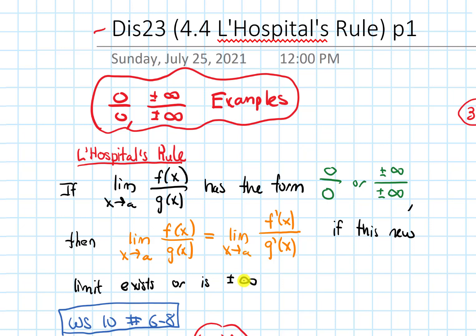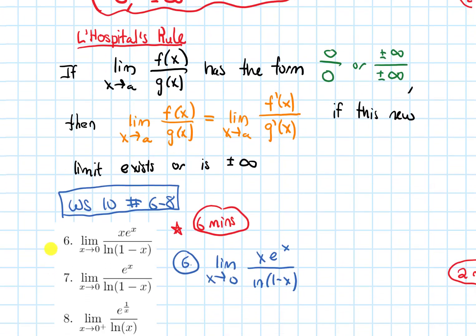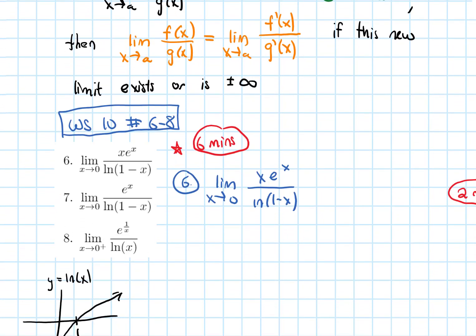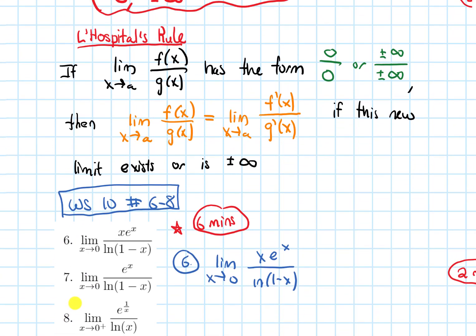So this can often make evaluating limits of these indeterminate forms, these 0 over 0 or infinity over infinity indeterminate forms, a lot quicker. So let's look at some practice problems. I want to look at problems 6 through 8 from worksheet 10, these 3 questions. And I want to first give you 6 minutes to try these. So 4, 3, 2, 1, pause it and try these for 6 minutes.